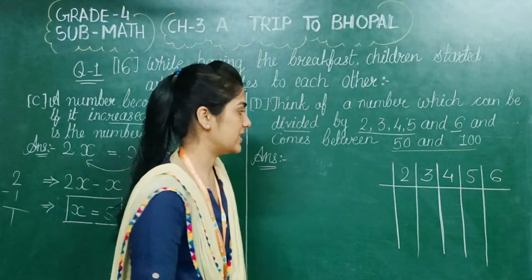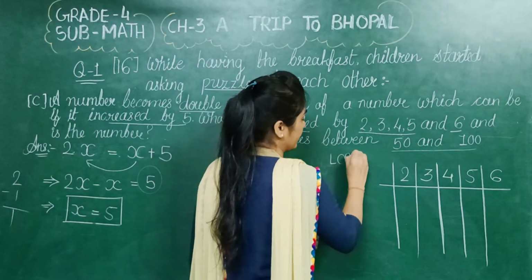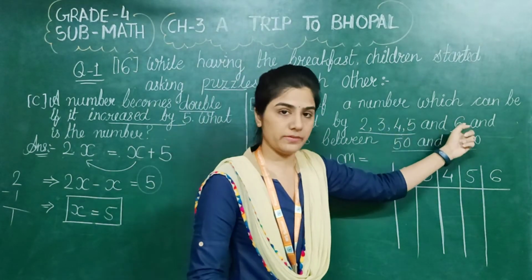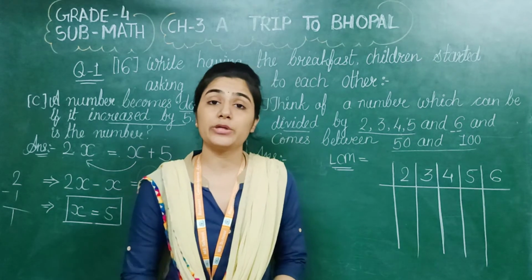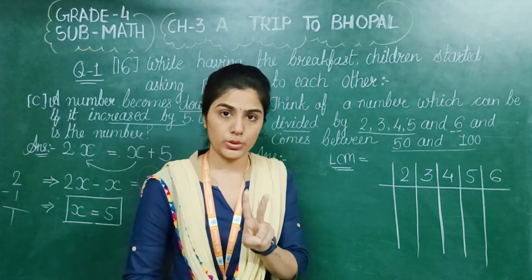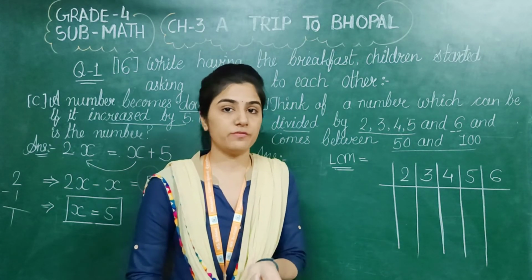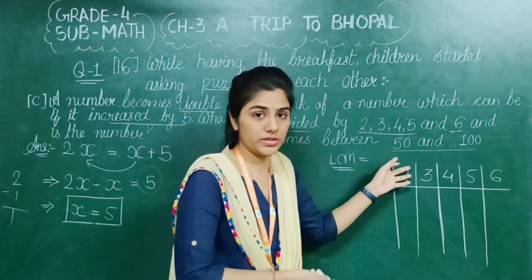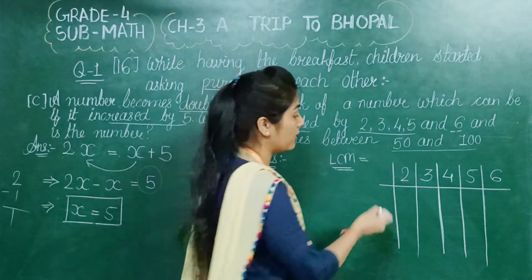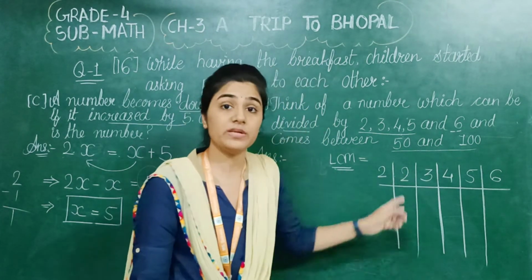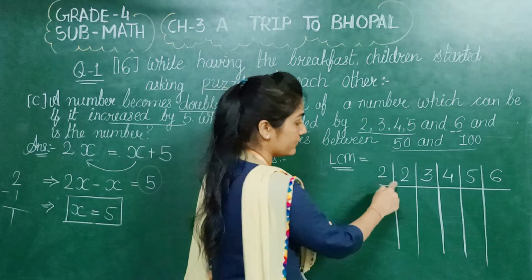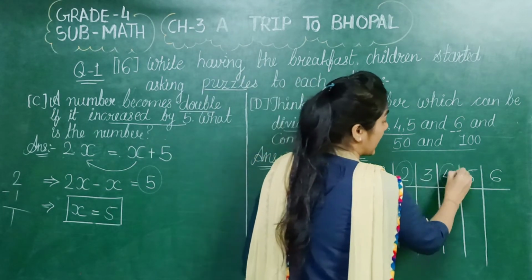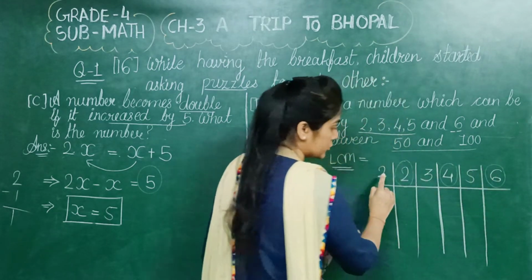See how to find this LCM. These are the digits which are already given. Now you have to start dividing with 2. We can't divide these digits with 1, so you have to start with the even digit, that is 2. Whichever even digits are there, those are divisible by 2.